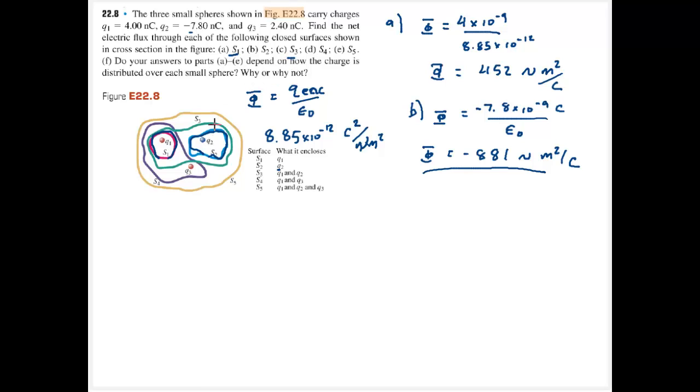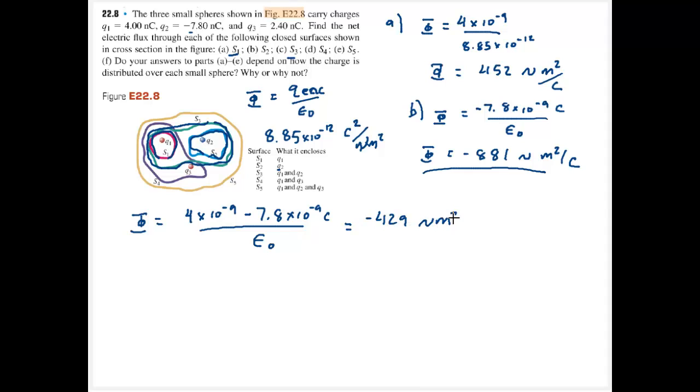For C, we're looking at surface number 3. Surface number 3 has both Q1 and Q2 enclosed, so the flux is going to be the Q enclosed, the net Q, which is going to be equal to 4 times 10 to the negative 9th coulombs minus 7.8 times 10 to the negative 9th coulombs. Divide those guys by the permeability of free space, and we're going to get the flux to be negative 429 newtons meters squared per coulomb in part C.